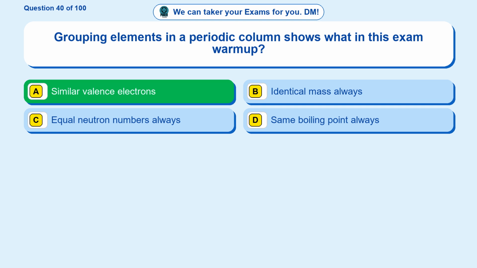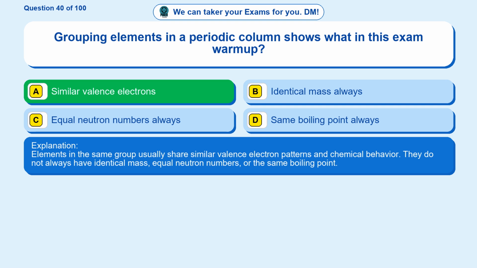Similar valence electrons. Elements in the same group usually share similar valence electron patterns and chemical behavior. They do not always have identical mass, equal neutron numbers, or the same boiling point.